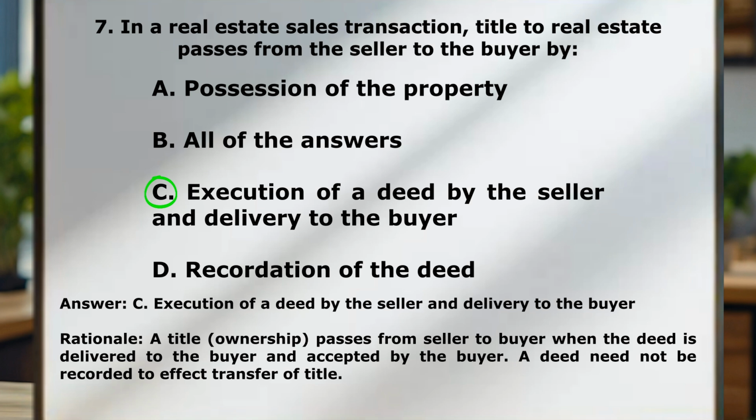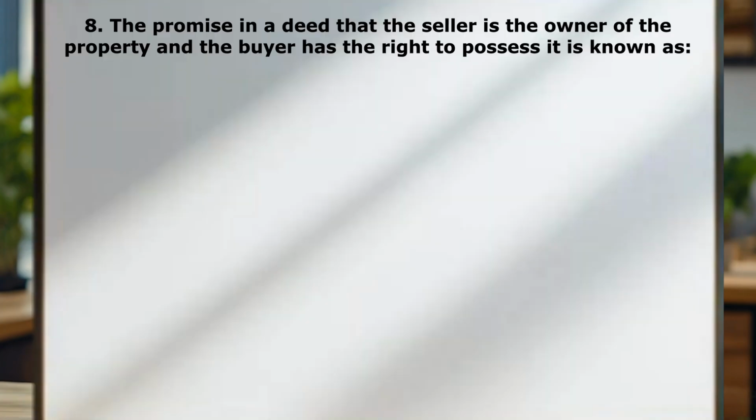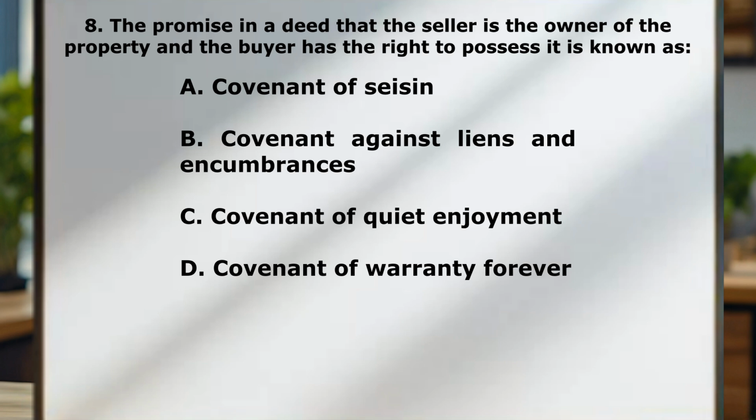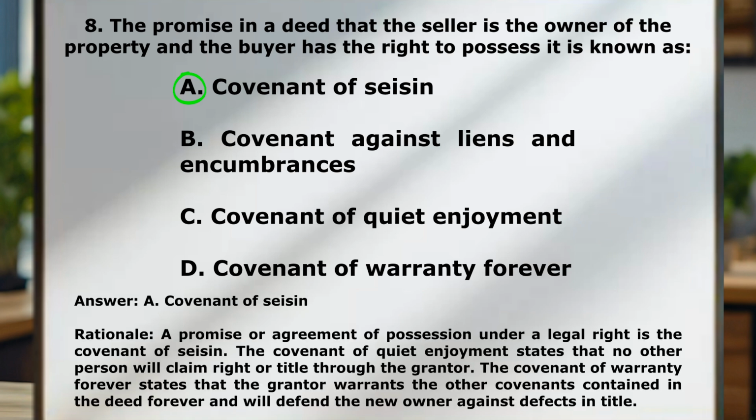So I just went over this in question 6 as well, but a deed technically does not need to be recorded to affect transfer of title. Question number 8. The promise in a deed that the seller is the owner of the property and the buyer has the right to possess it is known as A. Covenant of cession. B. Covenant against liens and encumbrances. C. Covenant of quiet enjoyment. D. Covenant of warranty forever. Boy, would I love a warranty forever on all of my appliances. The answer is A. Covenant of cession.